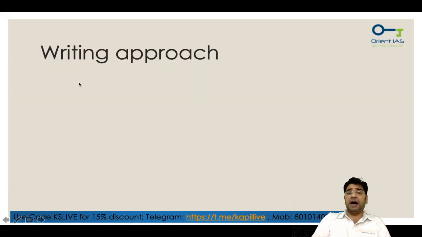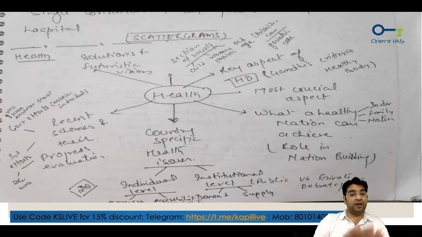Then after drawing the scattergram, you have selected the topic, you are comfortable with it, and you are done with the scattergram. Now you have points to write, and basically parts to fill in the skeleton. So these are the body parts, and now you have to draw the skeleton.